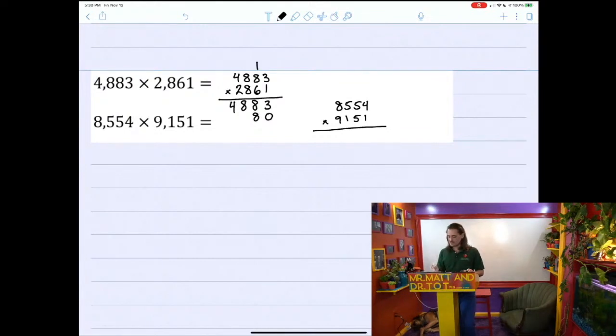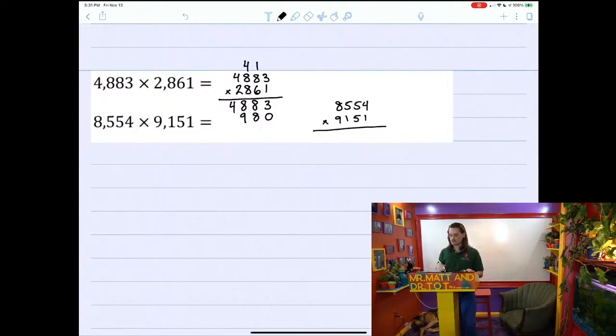So we have 6 times 8 again. 6 times 8 is 48. 48 plus 1 is 49. So we keep the 9, carry over the 4. 6 times 8 is 48. 48 plus 4 is 52. So keep the 2, carry the 5. 6 times 4 is 24. 24 plus 5 is 29. So we're going to write out the 29 because we don't have anything else to carry into.